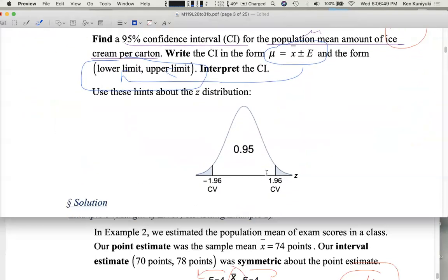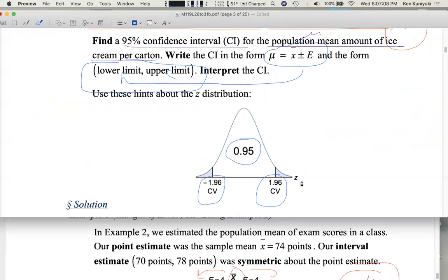As a hint, you could get this from software, like Excel, we're going to use the fact that 95% of the Z distribution will lie between these two critical values, negative 1.96 and positive 1.96. In other words, since we're going to use the Z distribution here, to get a 95% confidence interval, we're going to need these two critical values, which always correspond to a 95% confidence level when Z is involved. So let's do it. We're going to find the confidence interval, write it in these two forms, and interpret it. Let's do it.